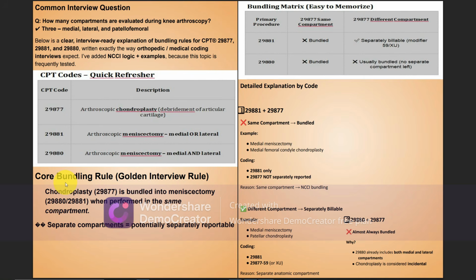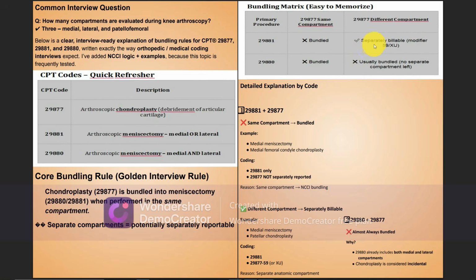Core bundling rule, or golden interview rule: we can say that chondroplasty 29877 is bundled into the meniscectomy 29880 or 29881 when performed in the same compartment. Separate compartments are potentially separately reportable, right? So let's see the bundling matrix, easy to memorize. Primary procedure 29881 along with CPT 29877, same compartment, bundled, right?